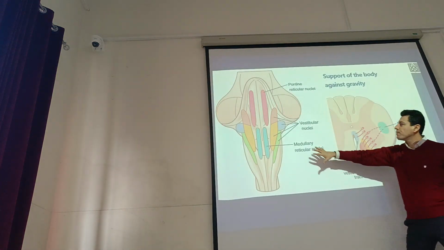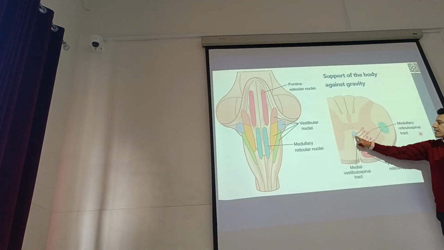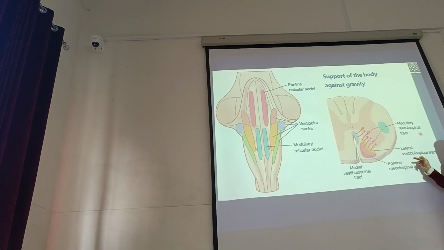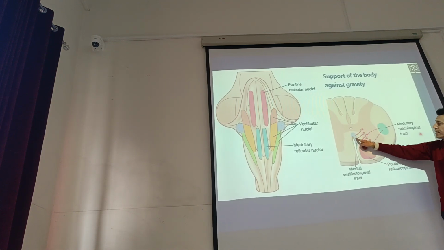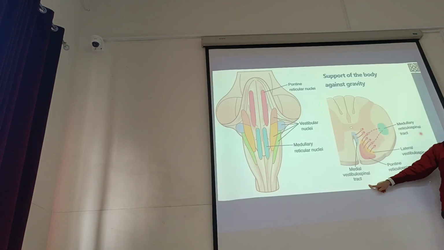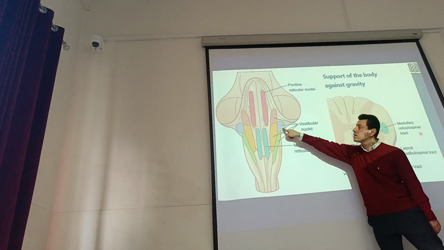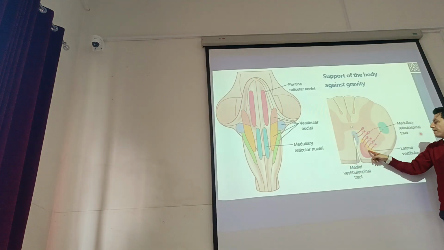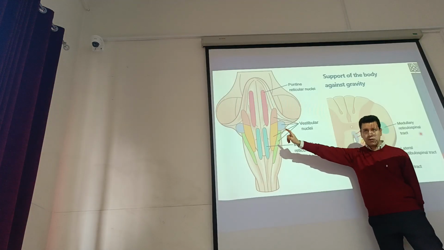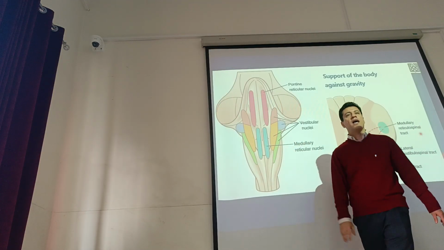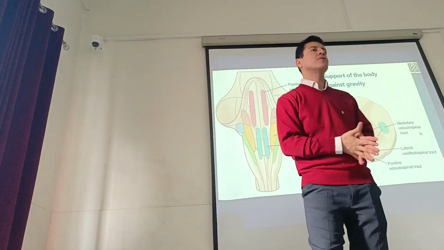From the vestibular nuclei, we have two pathways: the lateral vestibulospinal tract and the medial vestibulospinal tract. This one is the lateral vestibulospinal tract, and this one is the medial vestibulospinal tract. This one originates from this nucleus, and this one, the orange one, originates from this one. So we have the lateral vestibulospinal tract and the medial vestibulospinal tract.